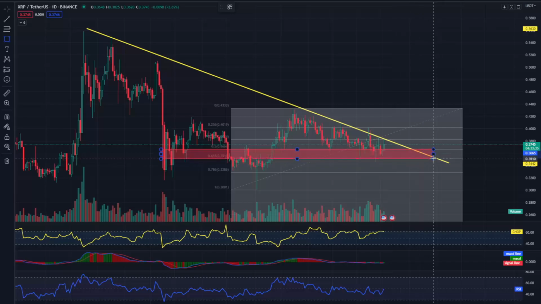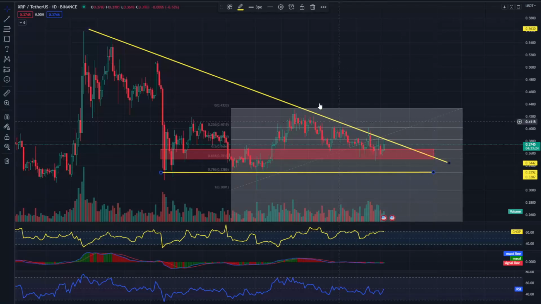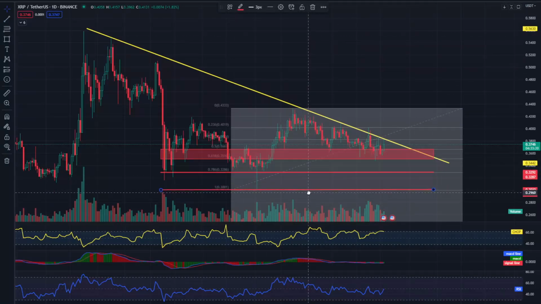And here, in the first place, we can mark the support zone from 37 cents to 35 cents. When the zone does not hold the price, we have the next support at the level of 33 cents and further at the price of 30 cents.